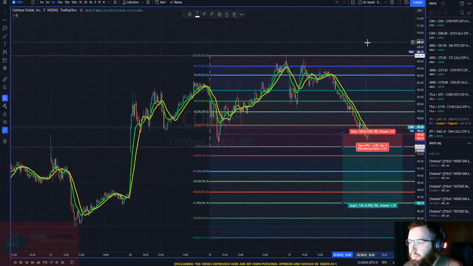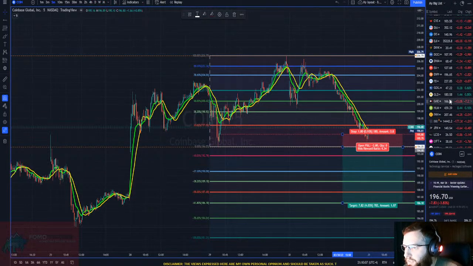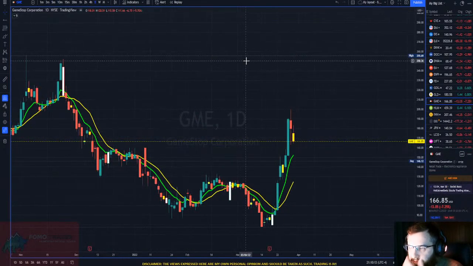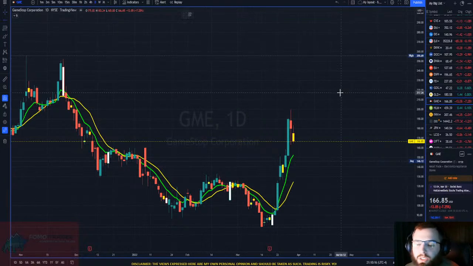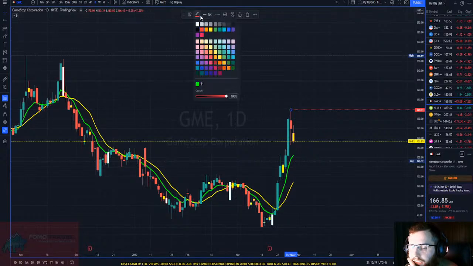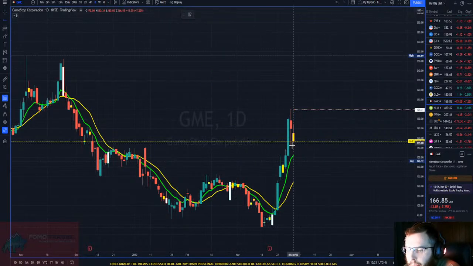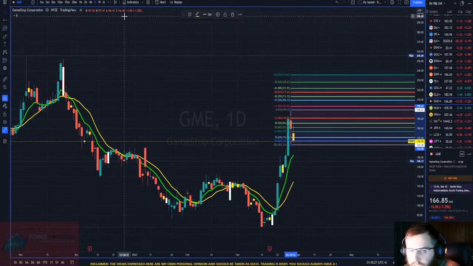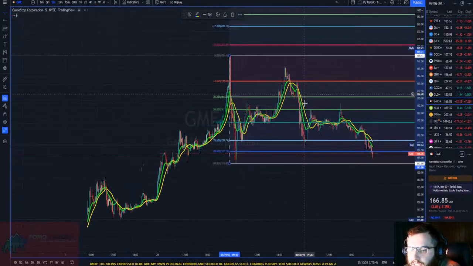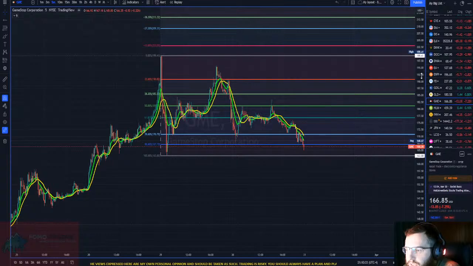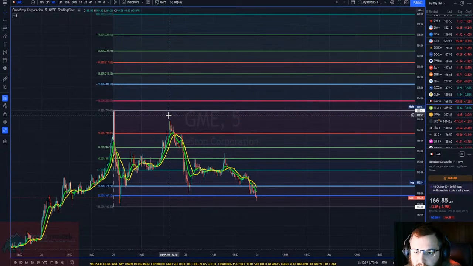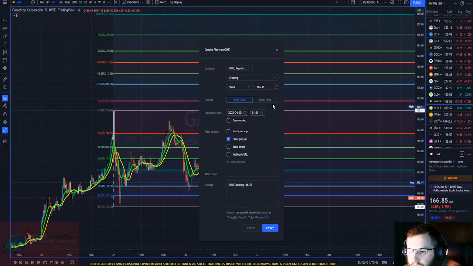So now we're going to look at the meme lord, GameStop. We've also got an inside bar on it, and this one should be pretty interesting. So start with, we're going to plot our high and our low. Then we're going to draw our Fibonacci from the low to the high. Switch back to the 5-minute. So for an upside play, we're going to be looking for a break over 199.40. So we're just going to call it 199.50.